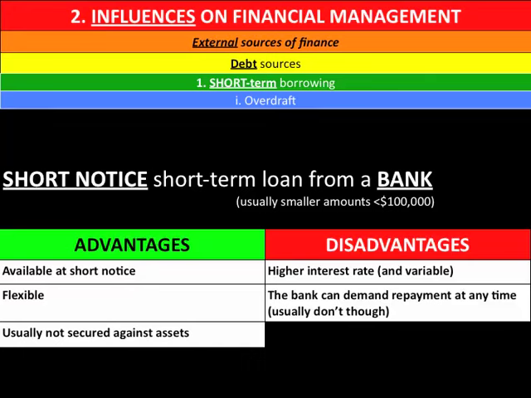The disadvantage, though, is it's a much higher interest rate, and it's usually variable, and can change quite quickly. So that higher interest rate is the price you pay for getting money quickly. And the bank, even though they usually don't, can demand repayment at any time. If the bank feels like you're about to go under, they can say, right, we demand that you pay this overdraft now.